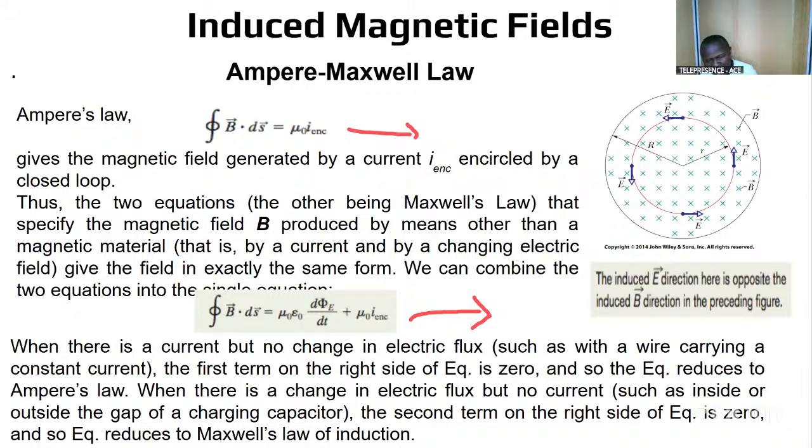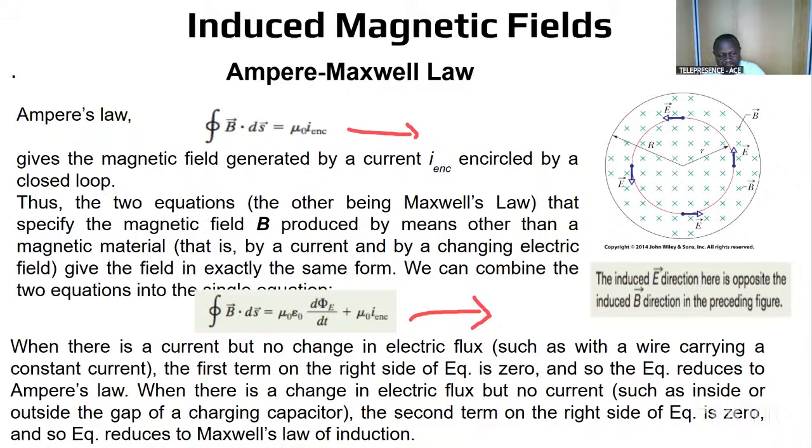If you combine Ampere's law and Maxwell's law of induction, it will give us this equation. This equation is known as the Ampere-Maxwell law. And what can we deduce from this law?